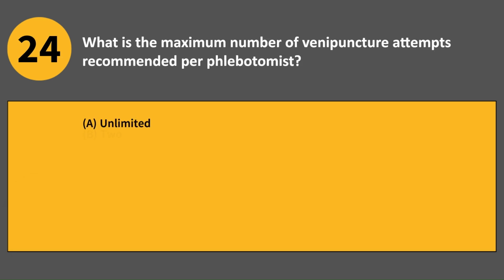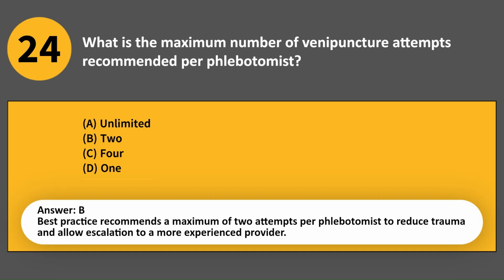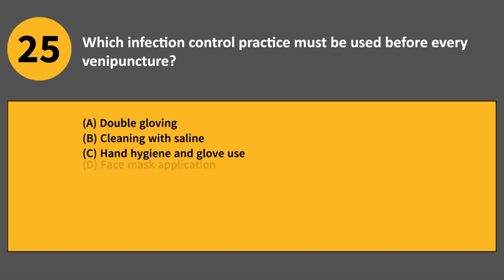What is the maximum number of venipuncture attempts recommended per phlebotomist? A. Unlimited. B. 2. C. 4. D. 1. Answer B. Best practice recommends a maximum of 2 attempts per phlebotomist to reduce trauma and allow escalation to a more experienced provider.